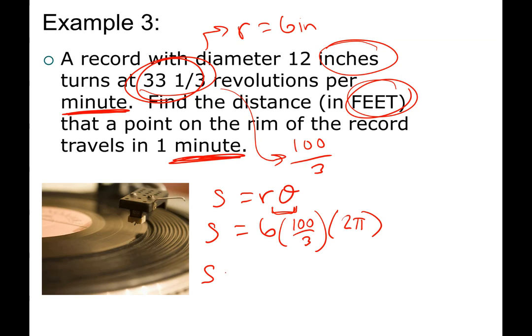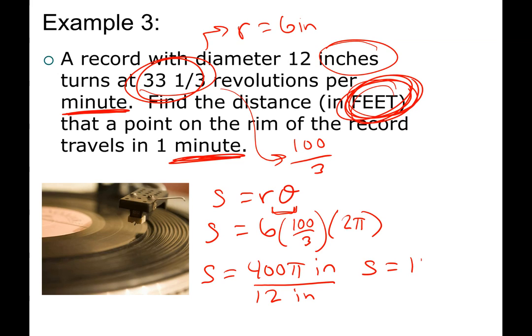So 6 divided by 3 is 2. 2 times 100 is 200, times 2 pi is going to give you 400 pi inches. And then finally, they actually want this in feet. So you're going to have to convert it to feet, which means you're going to have to divide by 12 inches. There are, of course, 12 inches in a foot. If you go ahead and reduce 400 by 12, you're going to get 100 thirds pi, and then your final answer is going to be in feet. So hopefully you know there are 12 inches in a foot, 60 seconds in a minute. Those are the kinds of things that, hopefully, you just have a working knowledge of.